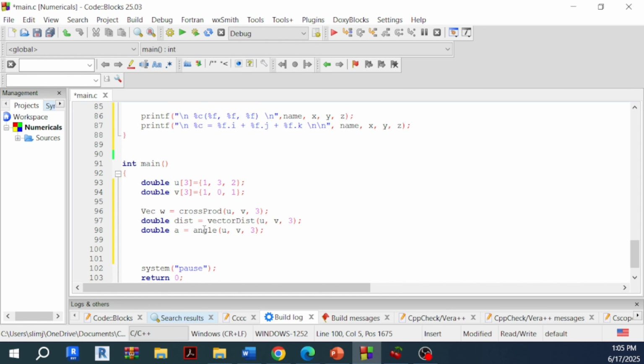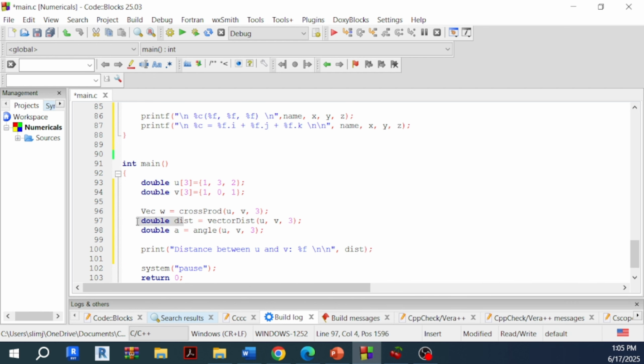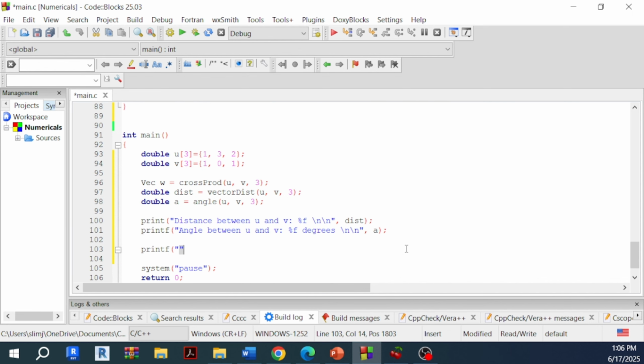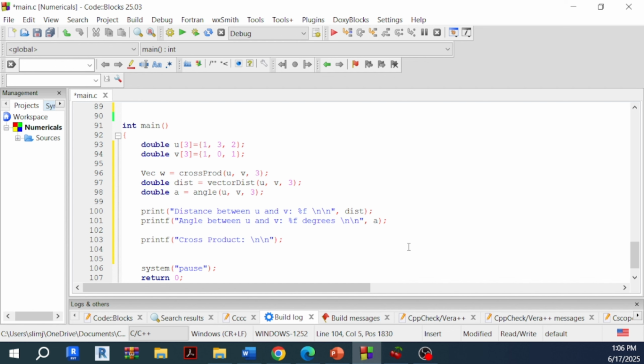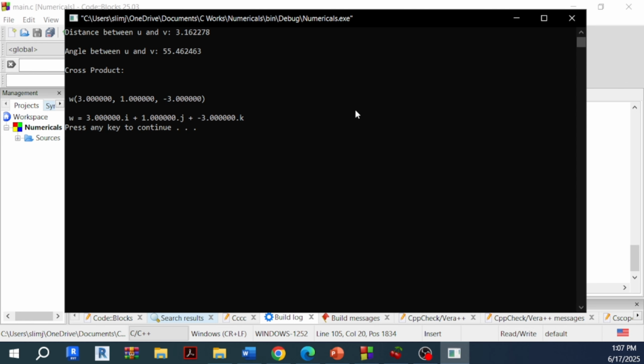Let's print the distance between u and v, percent f, and that's the distance, which is declared in the second line above, this one. Printf angle between u and v, percent f degrees, and the variable is a. Finally, printf the cross product, and we call the procedure displayvec w, and the character is w. I'm adding another line break. Let's run. And here are the results.